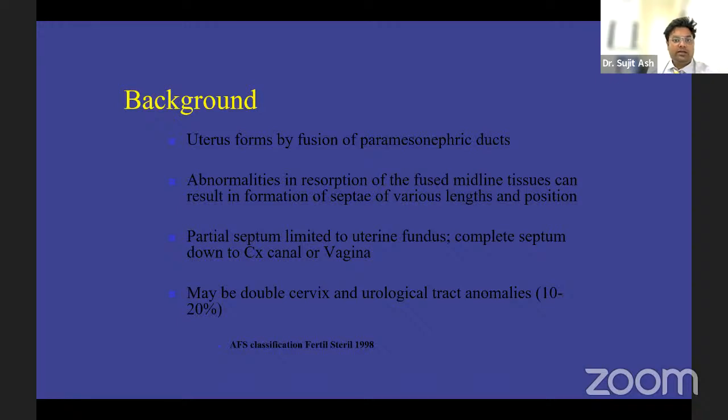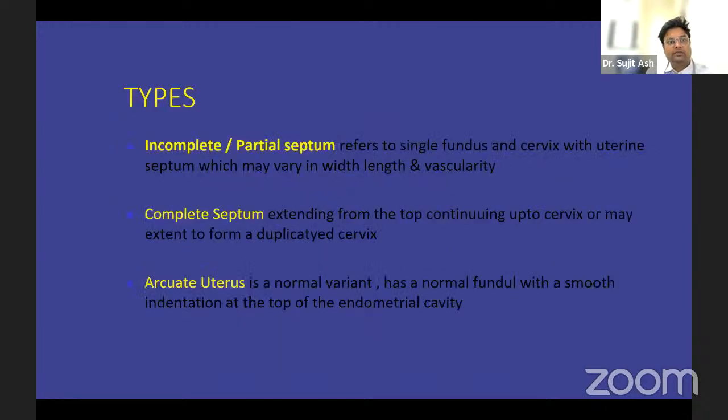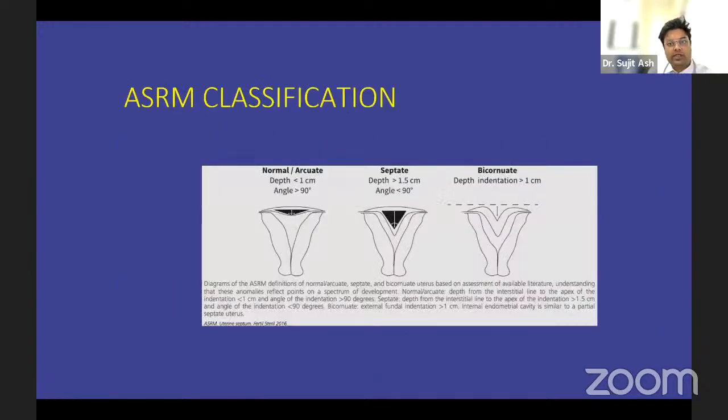So you know that as per the evolution and the development from the embryo, we have the paramesonephric ducts which have to fuse and then unfuse and form a cavity, and that can lead to septum formation. So these can lead to a lot of other issues, which can be miscarriages, preterm labor, or poor placentation. So you might have an incomplete or partial septum, complete septum, or an arcuate uterus. So this is what you see.